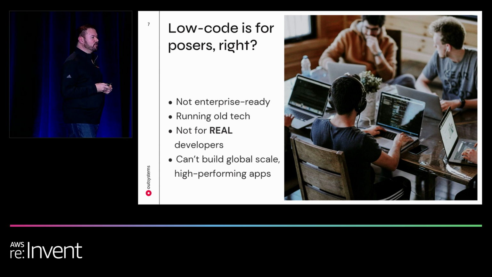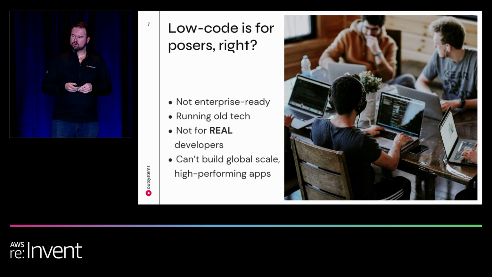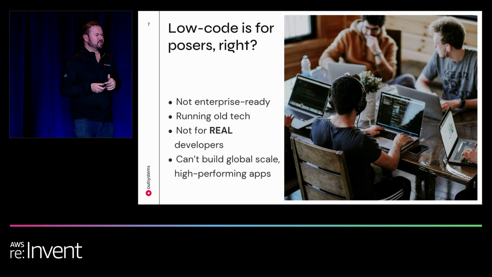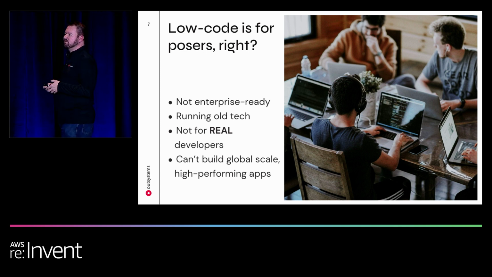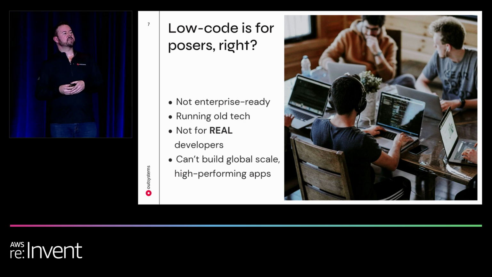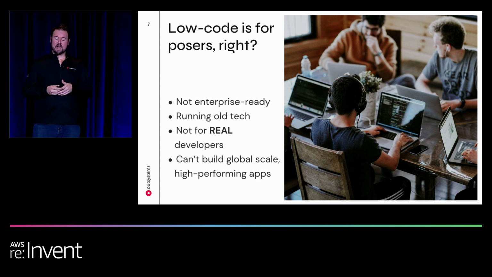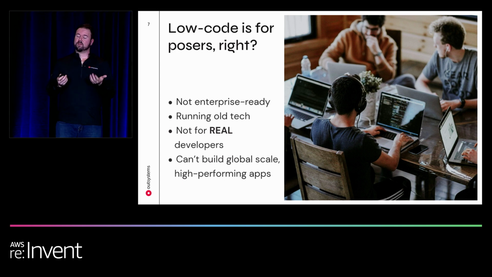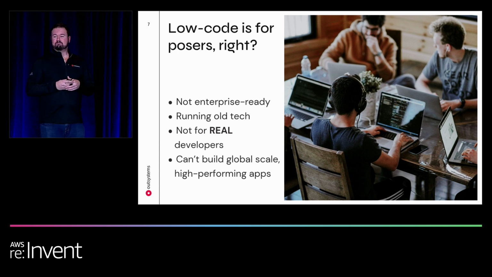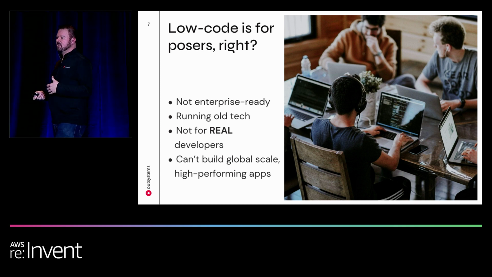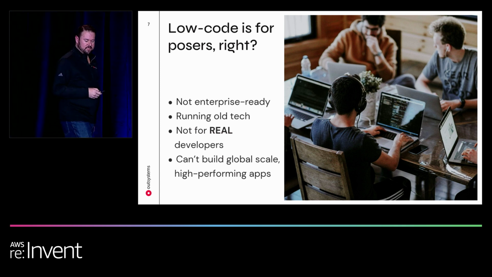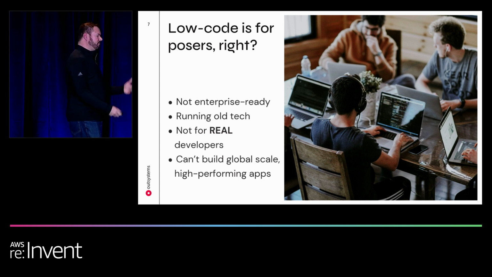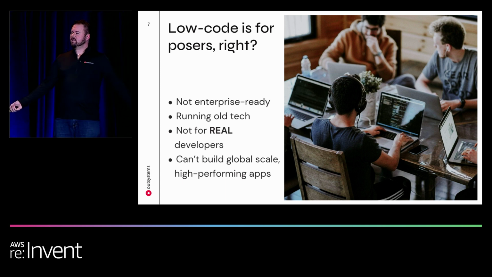Oh, but it's on old tech. That's not true. We're running on top of things like Kubernetes and on Aurora serverless and taking advantage of all these new technology innovations that are happening. Oh, but it's not for real developers. I highly beg to differ. What's my favorite thing to do as a developer? Not do the junk work. Like work on the cool, interesting things. And OutSystems helps me get the junk work out of the way so that I can work on those interesting things.